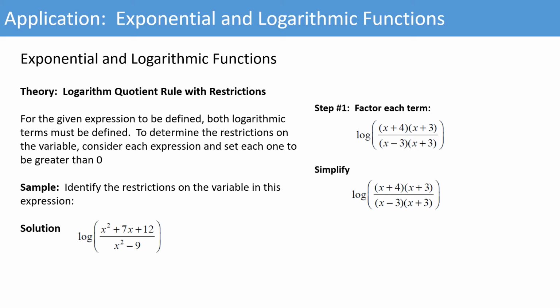Now that we've done that step, we're going to look for common factors top and bottom and cancel them out. Then we'll determine the restriction. So x minus 3 has to be greater than 0, which means that x must be greater than 3.